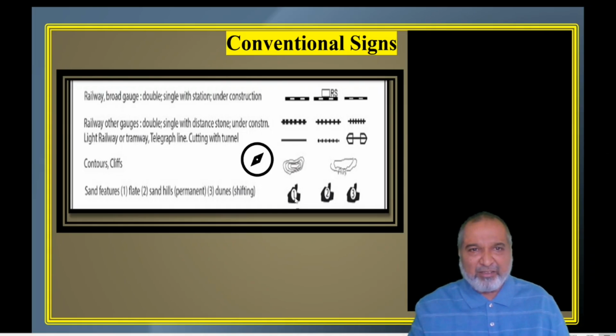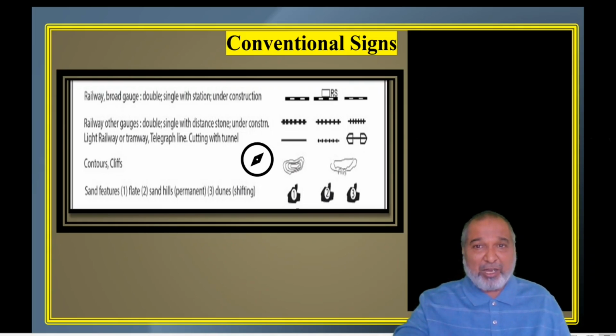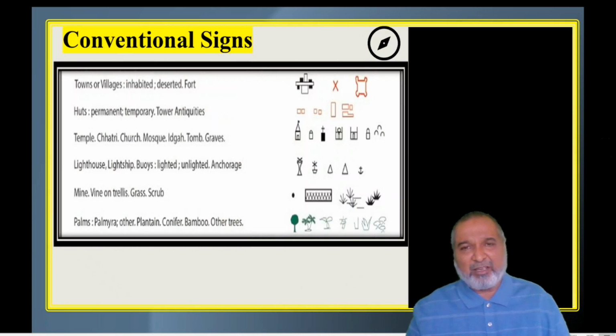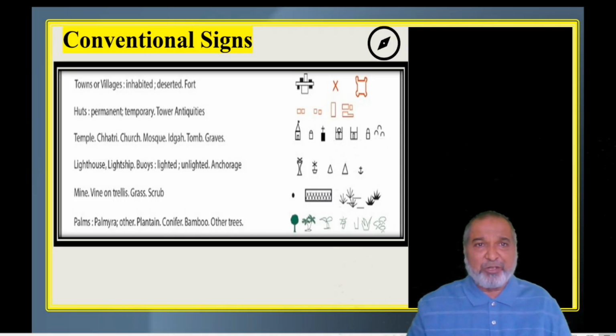Then sand features are also mentioned here, but we Maharashtrian people do not live in a desert, so we do not mind that. But those in desert areas should at least know the symbols, and whenever you go to any field in such an area you should know what symbols are used. There are also various types of sand dunes.